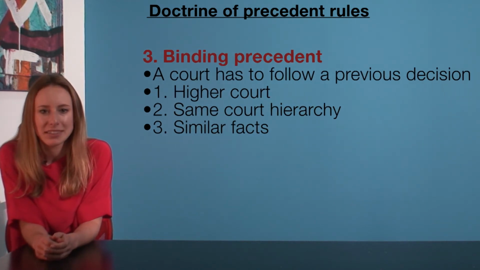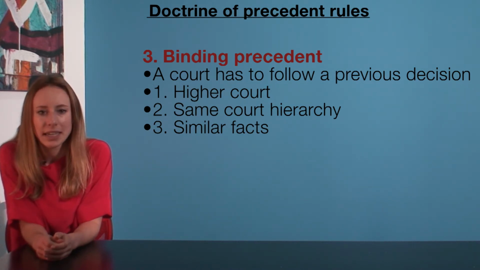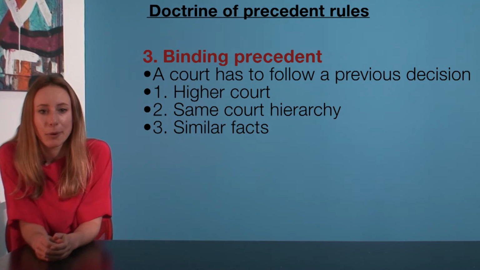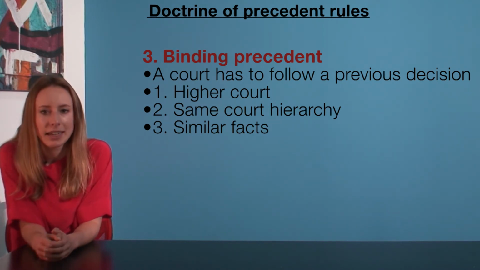Next, we have binding precedent. As the name suggests, it refers to when a court has to follow a previous decision. For a precedent to be binding, the court will see if the precedent-setting case satisfies 3 criteria. Firstly, the precedent must come from a higher court. Secondly, the precedent must come from a court within the same court hierarchy. And thirdly, the facts of the precedent-setting case must be similar to the case at hand.